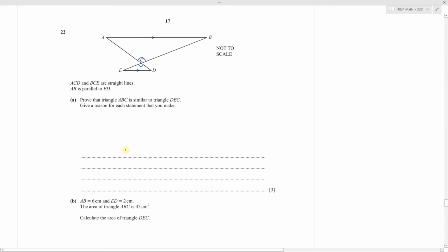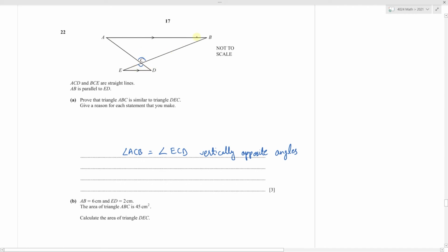So angle ACB is equal to angle ECD because they are vertically opposite angles. We know that vertically opposite angles are equal.